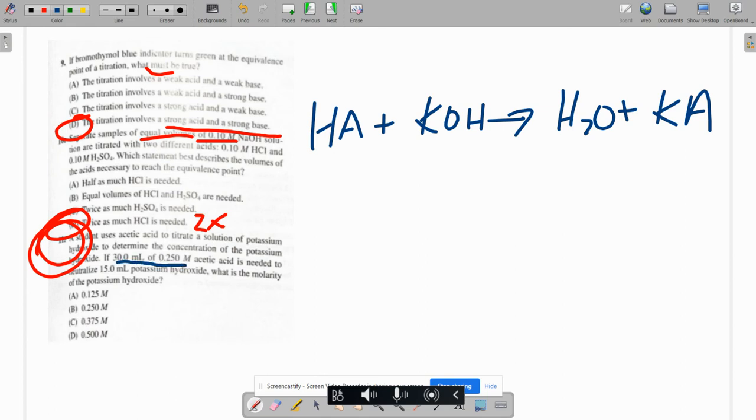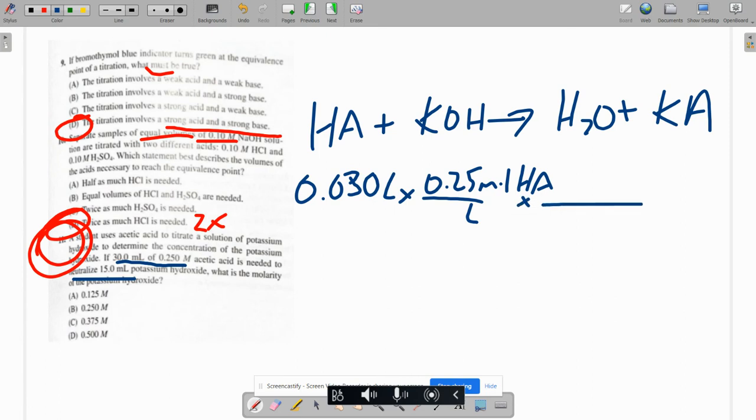If 30 mL of 0.25 molar acetic acid is needed to neutralize 15 mL of potassium hydroxide, what is the molarity? Folks, this is like straight up last year chemistry stoichiometry. So I'm going to take my volume of acetic acid, convert it to liters, and multiply that by the molarity. Right there, that would be my moles of acetic acid. And for every 1 mole of acetic acid, you're going to have 1 mole of KOH. So they're in a 1-to-1.